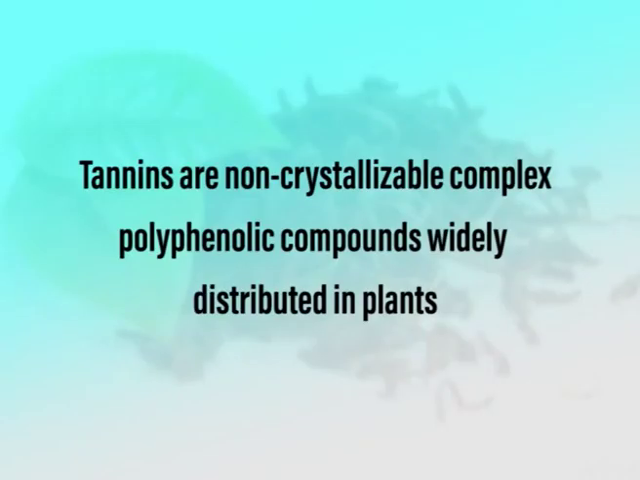Now, I will be discussing the tannins under different modules, and under the first module, I will discuss the general considerations about the tannins. Coming to the definition, tannins are non-crystallizable complex polyphenolic compounds widely distributed in plants. They are so complex in their nature that they cannot be defined precisely in a few words. However, they can be well understood by the following attributes or characteristics.